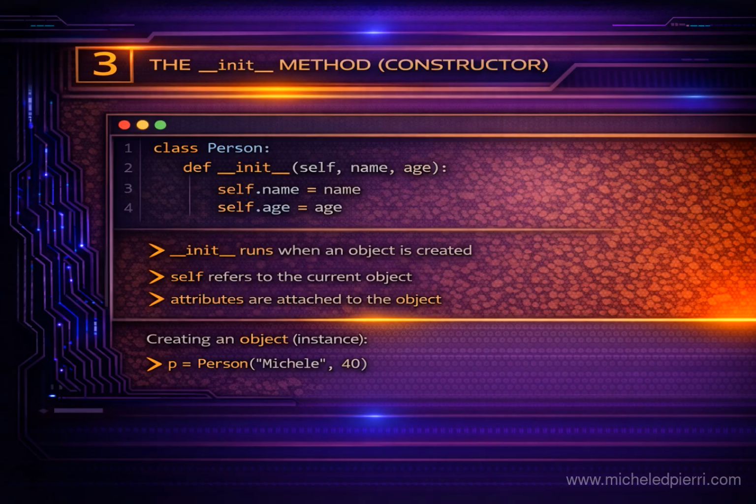Now we give the class real content, and the key tool is the method named __init__. Conceptually, init is the initialization step for a new object. When you create an instance by calling Person with parentheses, Python immediately calls this init method to set up the internal state of that brand new object.